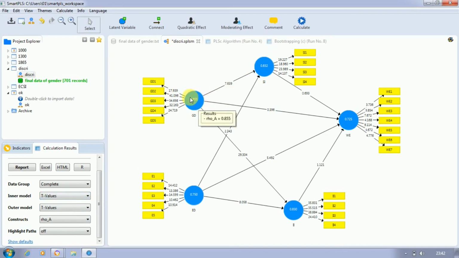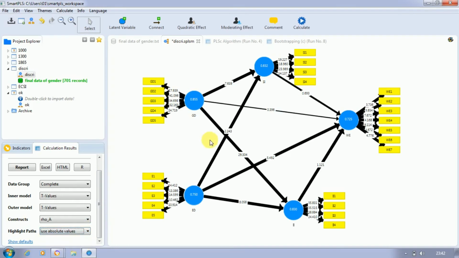So we can see that if these t values are greater than 1.96, these are significant at 95% confidence interval. And here these are the path coefficients. You can highlight it also to see the difference. Let's go to absolute values.